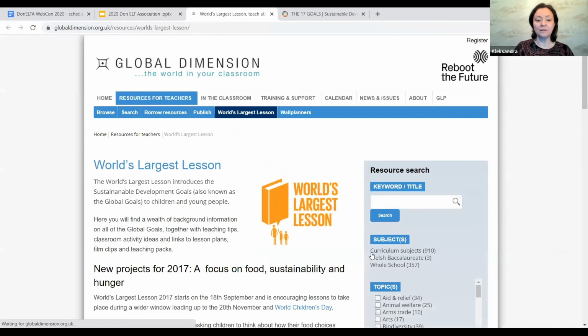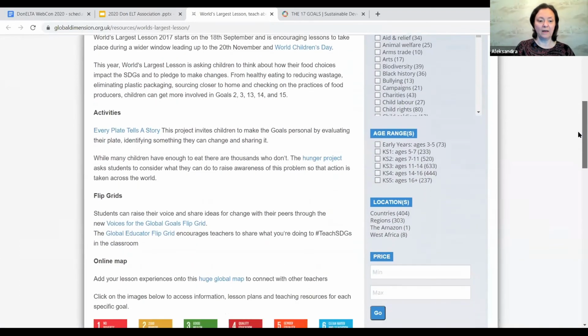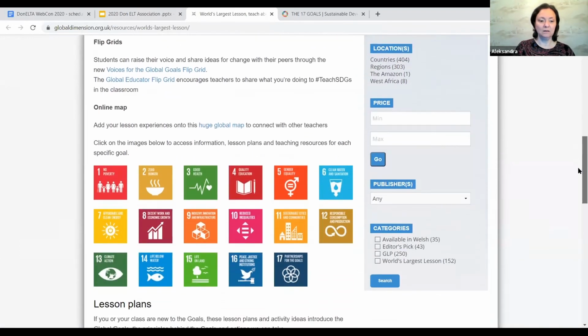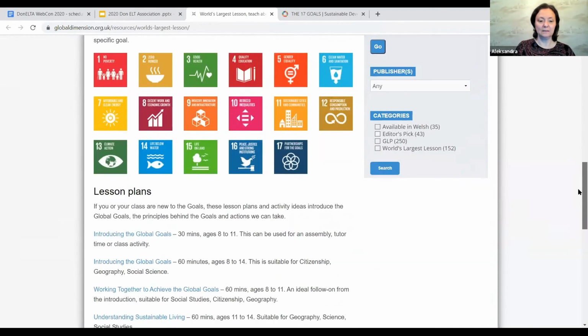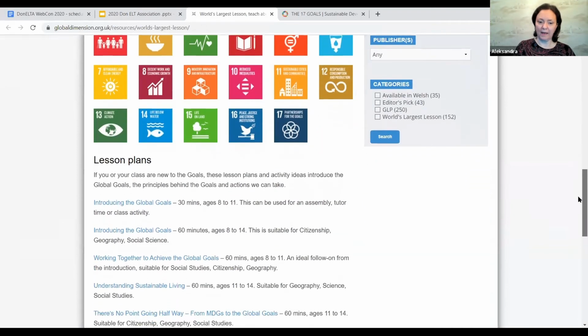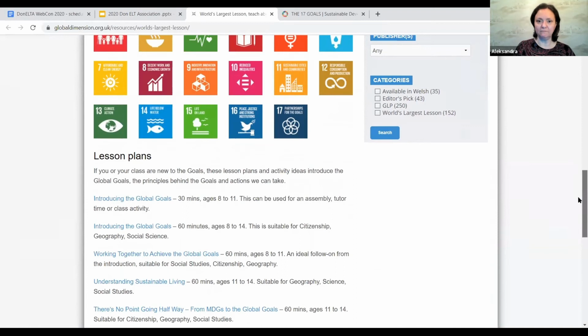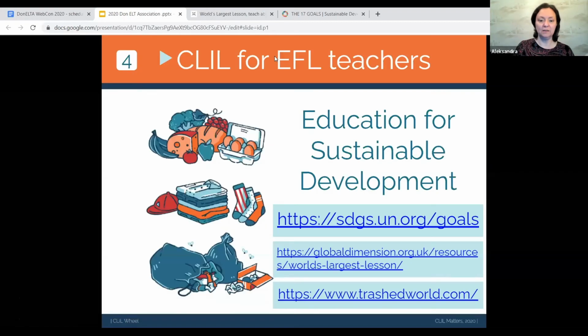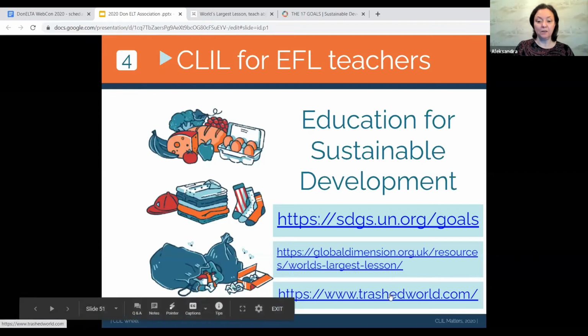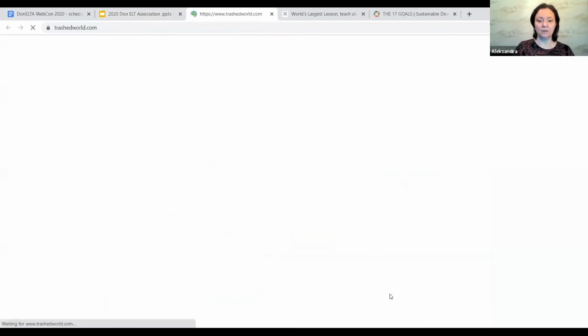I've got another here. It's called Global Dimensions, and that's World's Largest Lesson. And again, there are ready materials there, activities, online maps, lesson plans. Okay, they are not designed for language learners. You might say the language level is too difficult and so on. So you may try the last one that I'm going to show here.